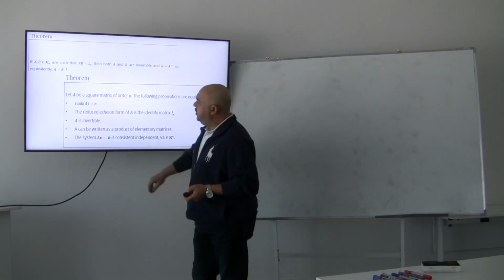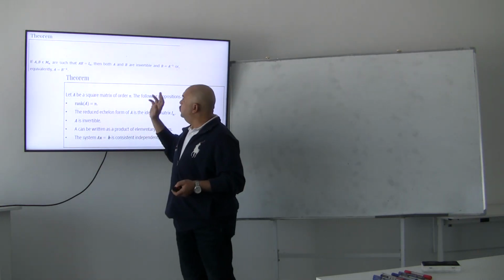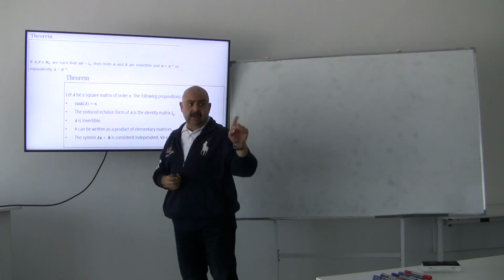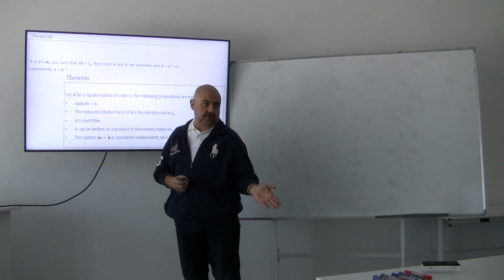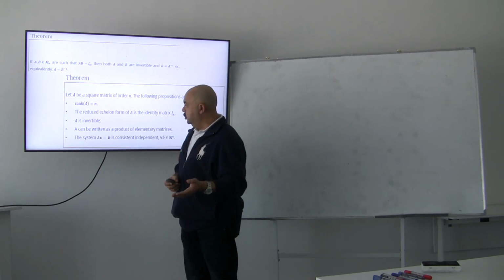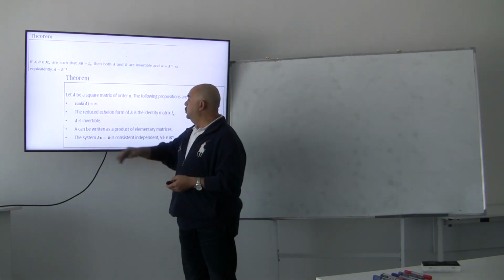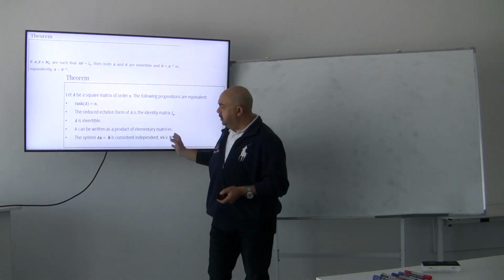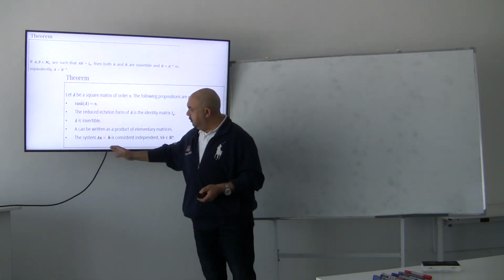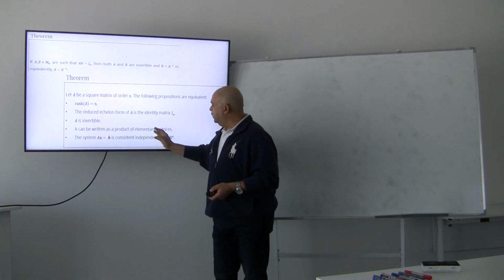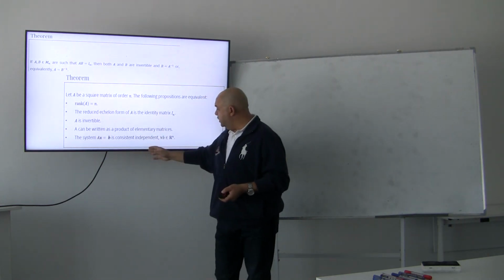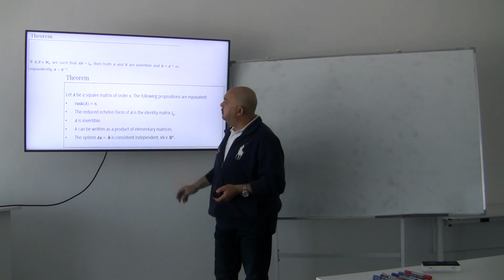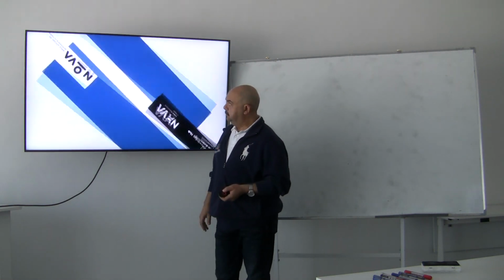Okay. Rank of a matrix equal to A. What do we mean by the rank? The rank is the number of non-zero rows in the reduced echelon form, or in the echelon form. The reduced echelon form of A is the identity matrix. A is invertible. A can be written as a product of elementary matrices. The system AX equal to B is consistent, independent for every B belonging to R^m.